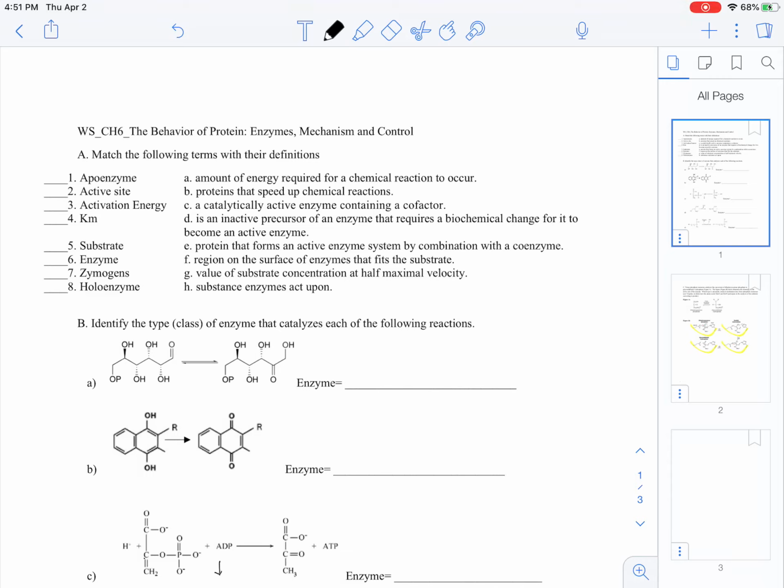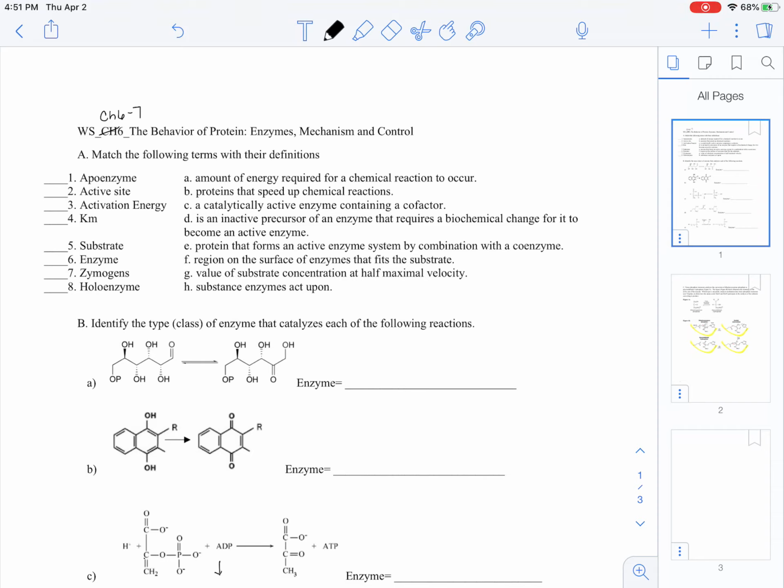These are the answers for the worksheet for chapter 6. It is actually chapter 6 and 7. These are the chapters that deal with the behavior of proteins, more specifically enzymes. We also studied their mechanisms and how they are controlled.